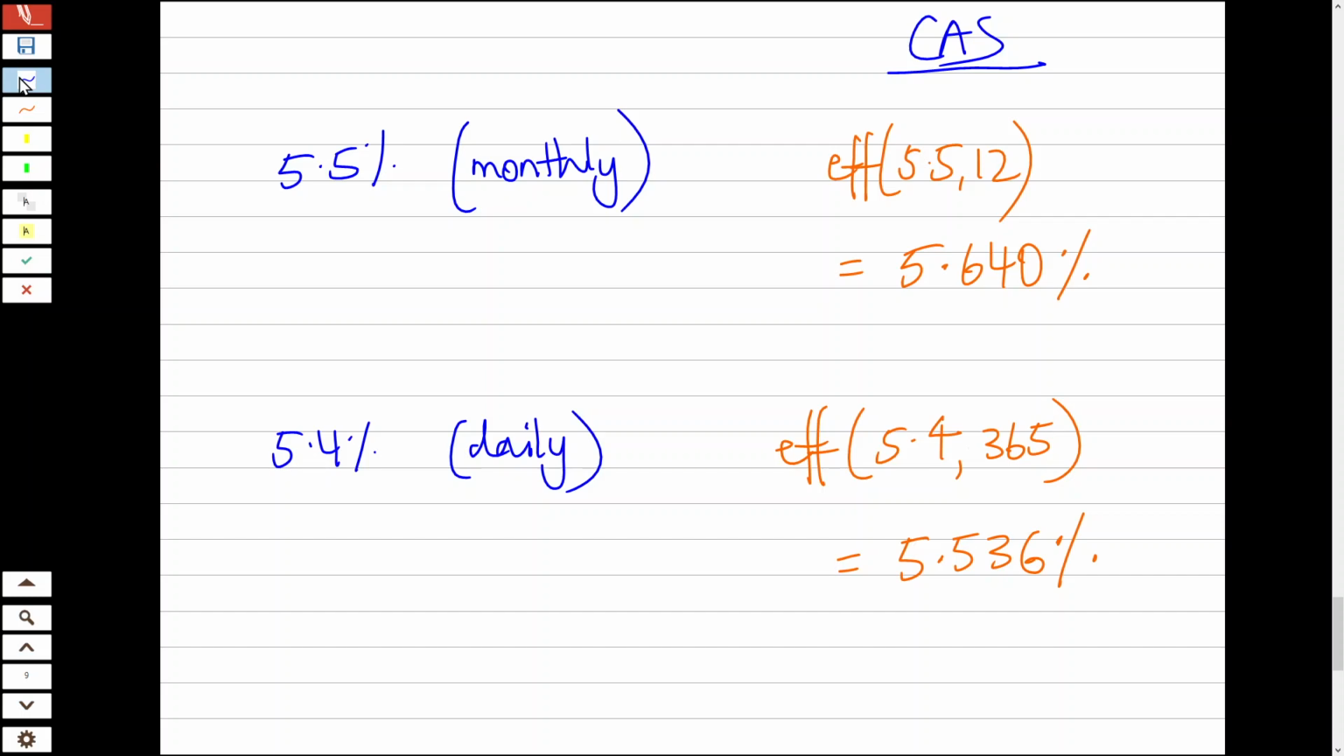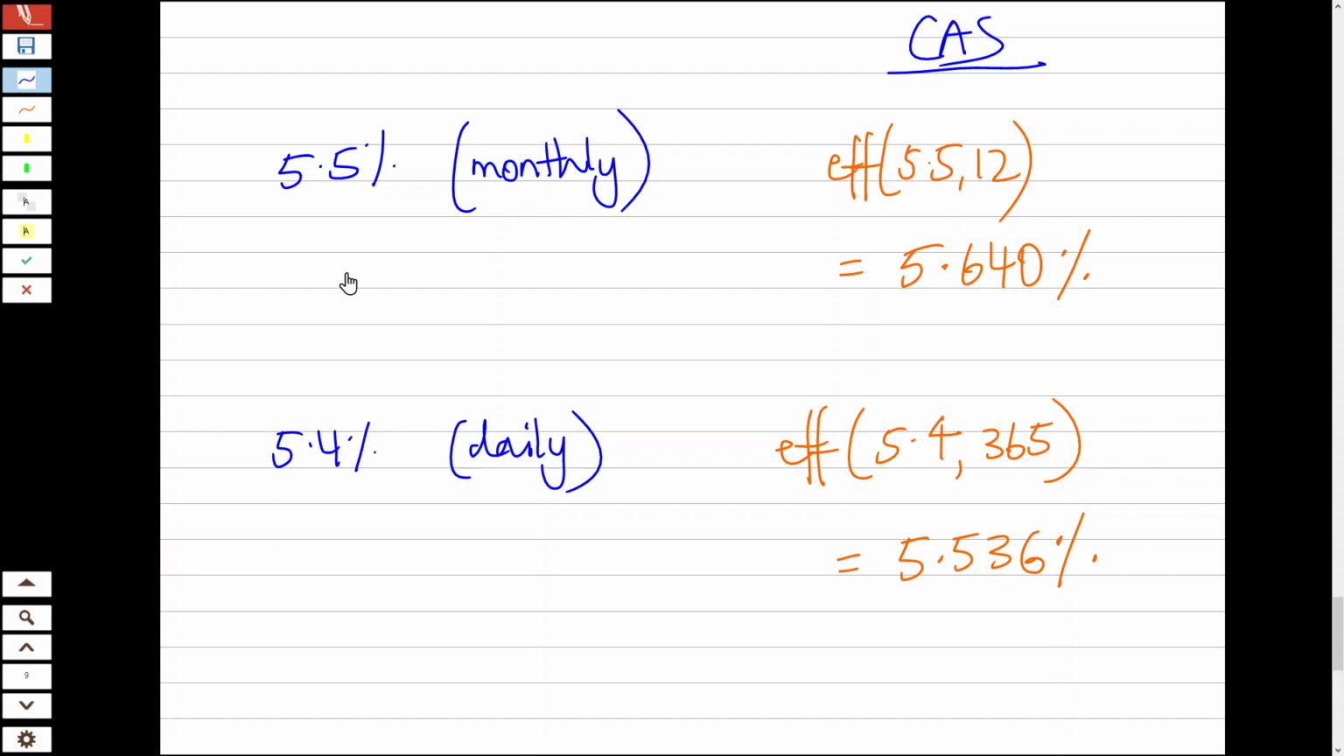Okay, Year 12s, I'm just getting the sense that you're not listening. So I'm going to draw your attention back to the board. I gave you two investments to look at. 5.5% monthly, 5.4% daily. And I posed the question, which one was better? Which one will give you more interest in the long run?